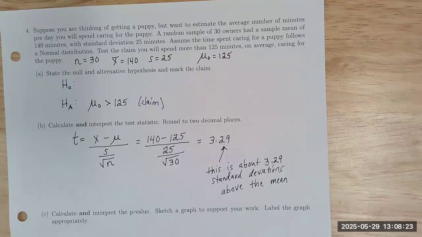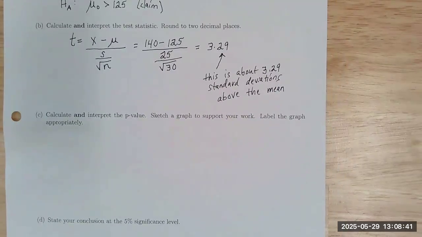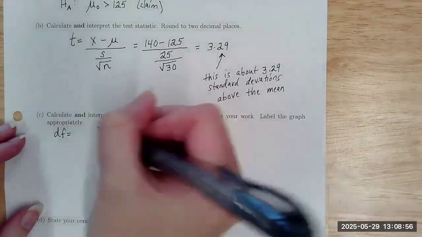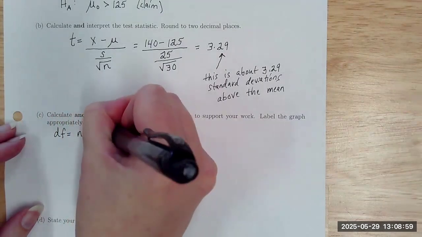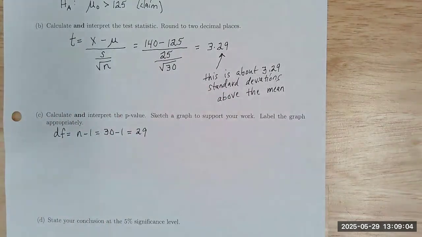So when you get your t or your z, if your t or your z are really big numbers like 4 or 5 or 6 or whatever, you should be going, oh, I'm about to get a very unusual p-value here. So keeping that in mind, it wants us to calculate and interpret the p-value. If this is a t, what do I need in order to look on my t-table? Degrees of freedom, right? So degrees of freedom for this one, it's always n minus 1. Our n was 30. So we have 29 degrees of freedom here.